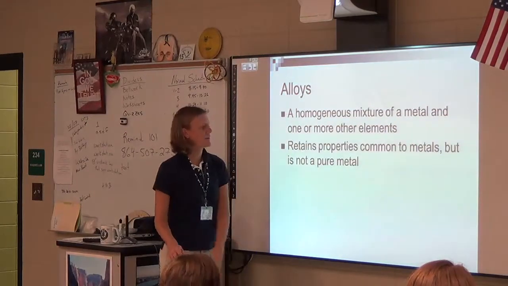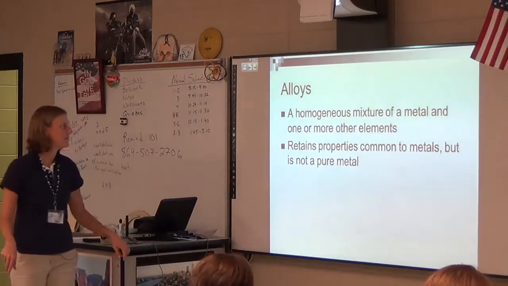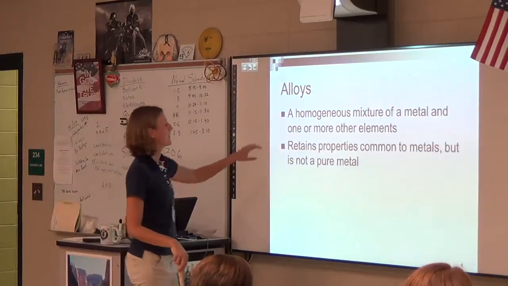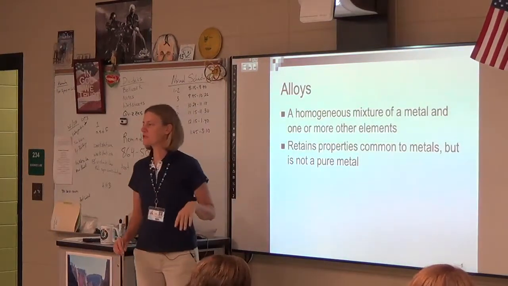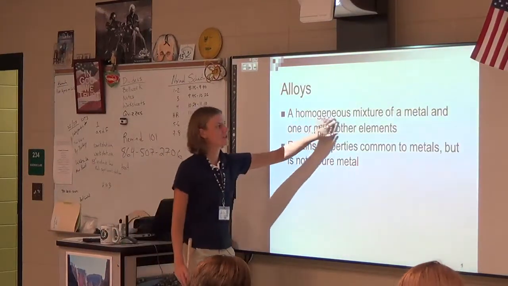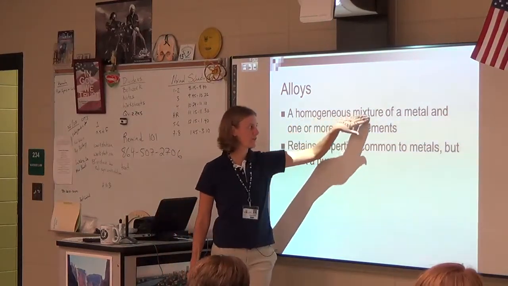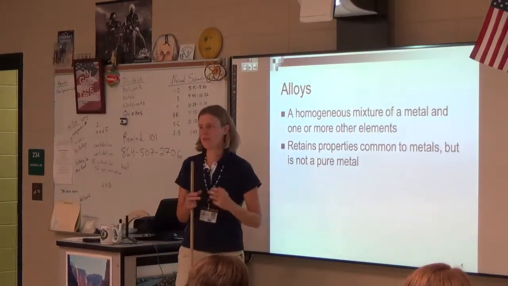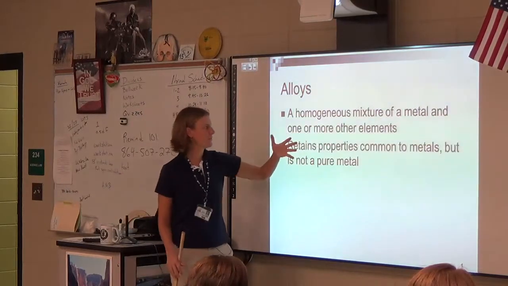So a term we're going to start with is an alloy. What is an alloy? It is a metal. It's not a pure metal. It's not an elemental metal. It's a mixture of metals. It's a homogeneous mixture. And that's another term we will learn, a homogeneous mixture. But that just means it's sort of consistent. It's the same throughout, of a metal and one or more other metals.